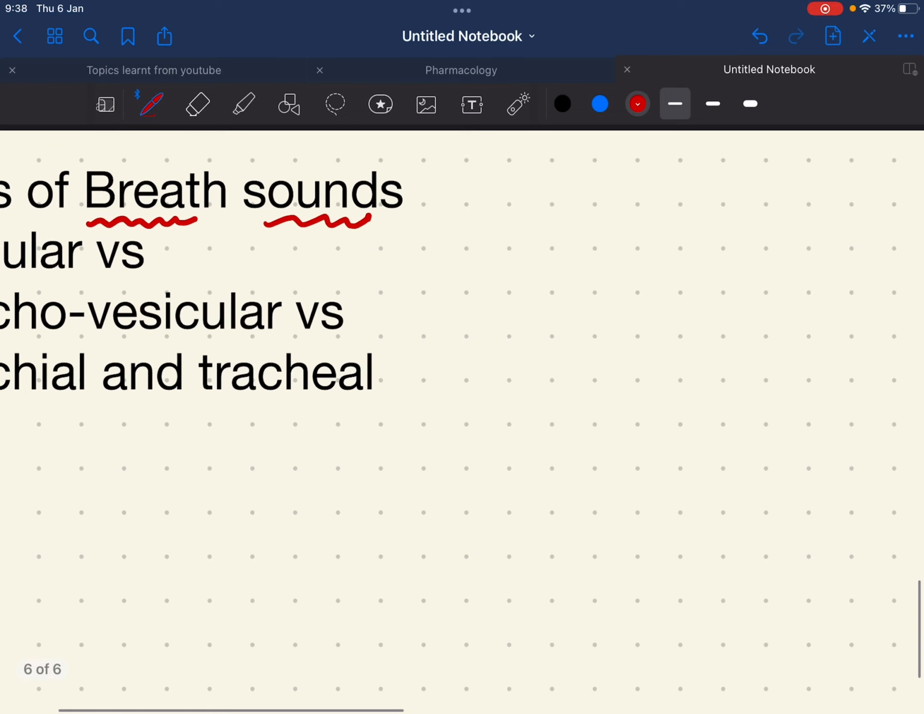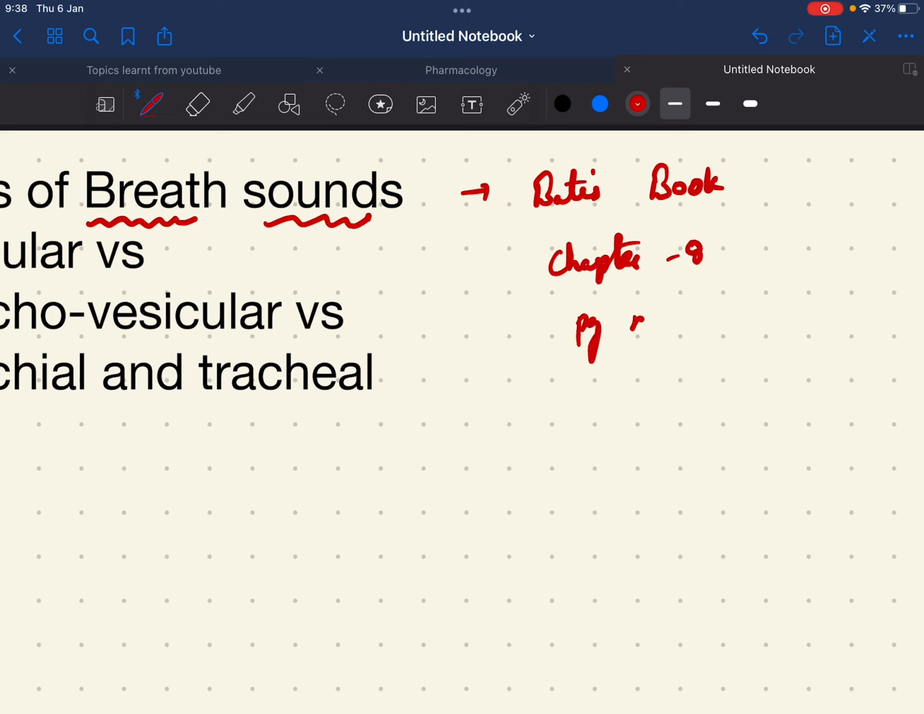So everything is taken from your Bates book from chapter 8, page number 320 to 325. Okay, in case if you want to read the book.